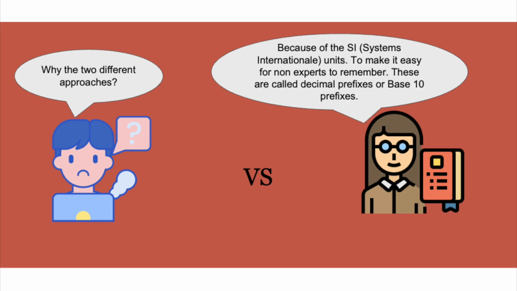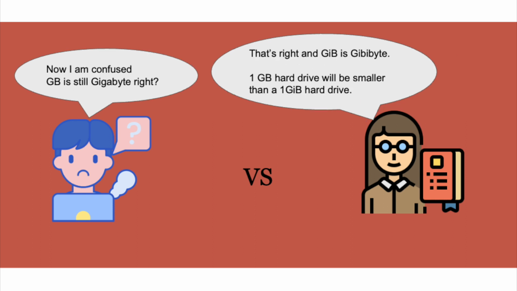So the layman goes, why the two different approaches? The IGCSE student says, well, because of systems international units. To make it easy for non-experts and laymen to remember, these are called decimal prefixes or base 10 prefixes like kilo, mega, giga, and so on. So the layman goes, now I'm a bit confused. GB is still gigabyte, right? And the IGCSE student goes, well, that's right. However, GiB is gibibyte, and a 1 GB hard drive will be smaller than a 1 GiB hard drive because GB uses base 10 and GiB uses base 2.